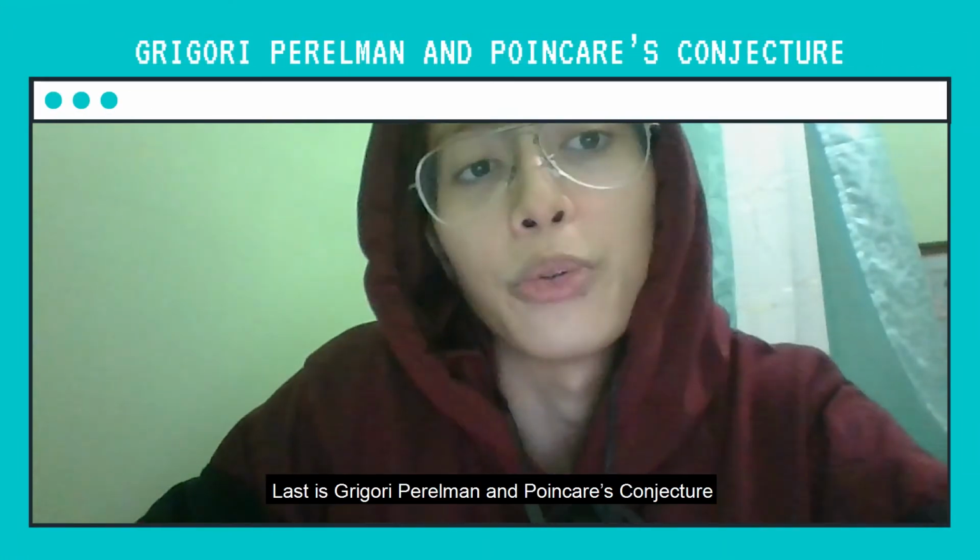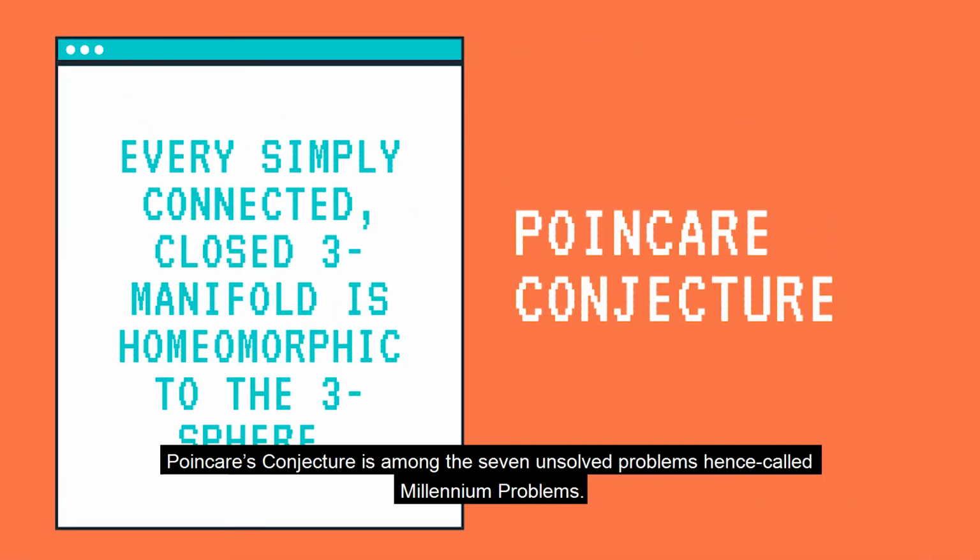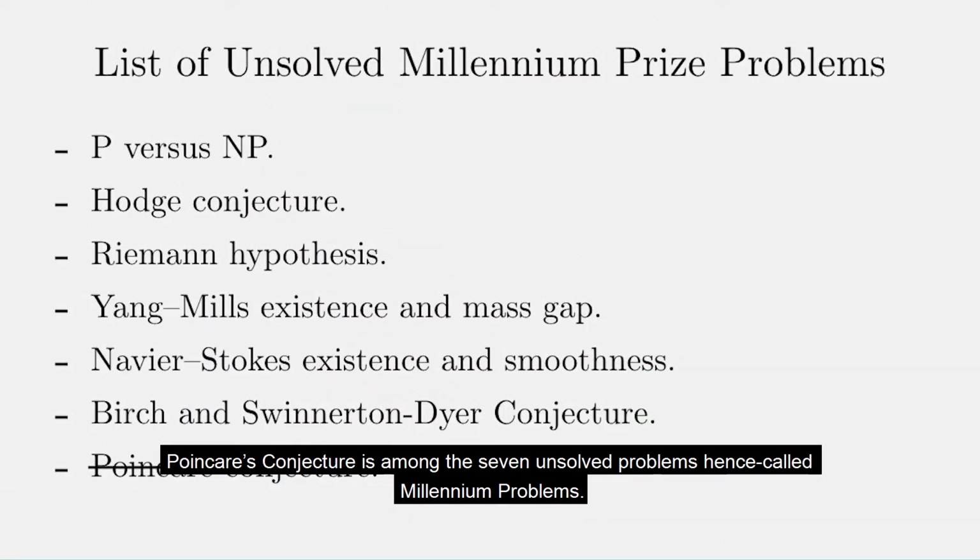That's this Grigori Perelman and Poincaré's conjecture. Poincaré's conjecture is among the 7 unsolved problems, hence called the Millennium Problems.